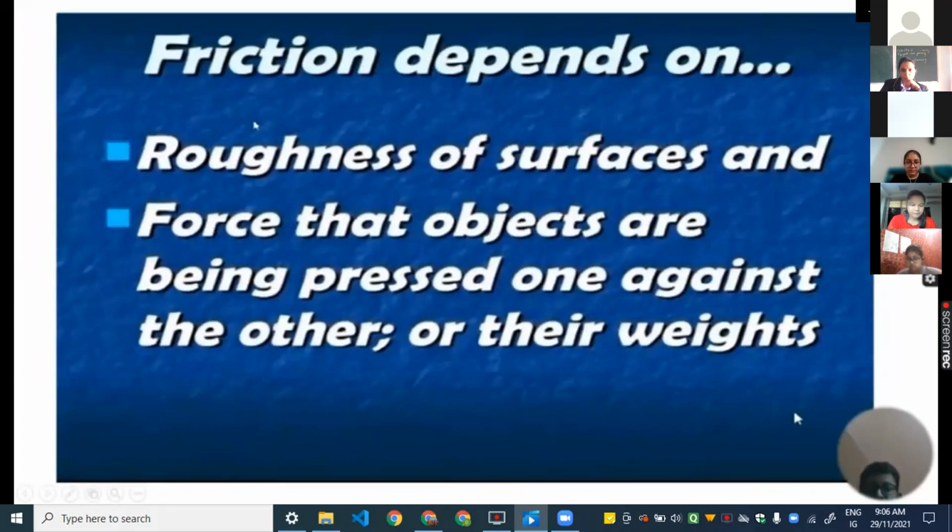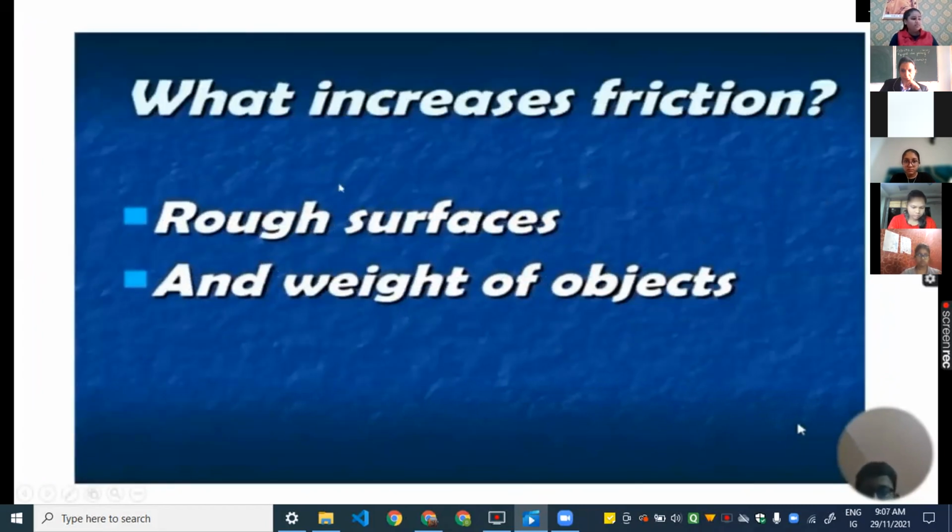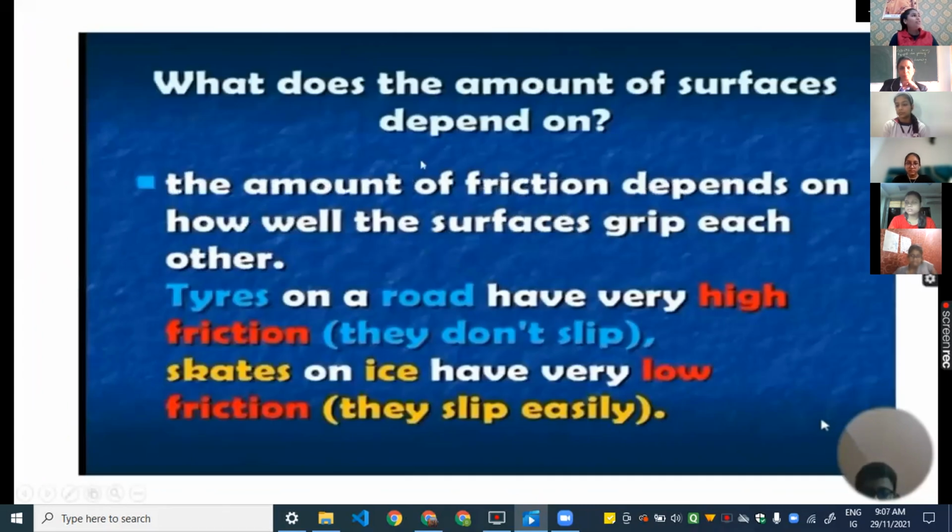Friction depends on the roughness of the surfaces and the force with which objects are pressed against each other, or their weights. What increases friction? Rough surfaces and the weight of the objects. What does the amount of friction depend on? The amount of friction depends on how well the surfaces grip each other. Tires on a road have very high friction. They don't slip. Skates on ice have very low friction. They slip easily.